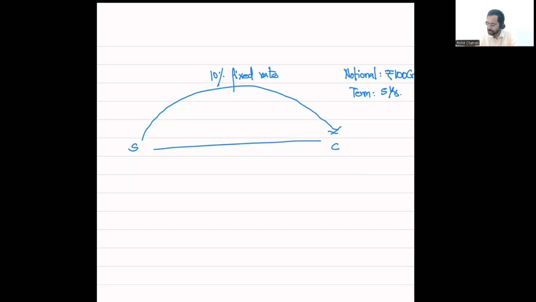In exchange, entity C is going to pay a floating rate, and that floating rate has been given as the SOFR rate, the secured overnight financing rate. Entity C will see what the secured overnight financing rate is at the beginning of the period, and will be required to pay that percentage to entity S. Let us say if the floating rate is 12%, then C will be required to pay 12 crores to entity S. If the floating rate is 9%, then C will pay only 9 crores. It will be applied on the notional of 100 crores, and the cash flow from C to S will be determined based on the floating rate. Now, this is the interest rate swap that they have entered into.